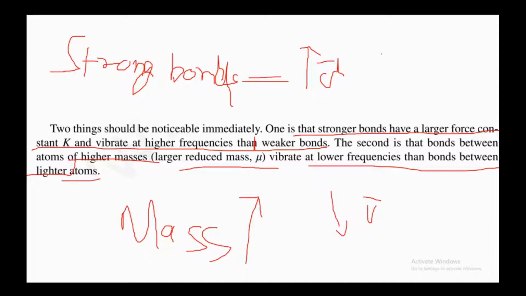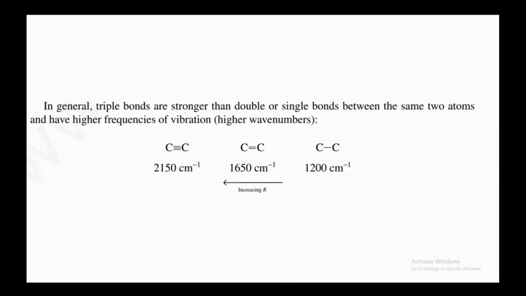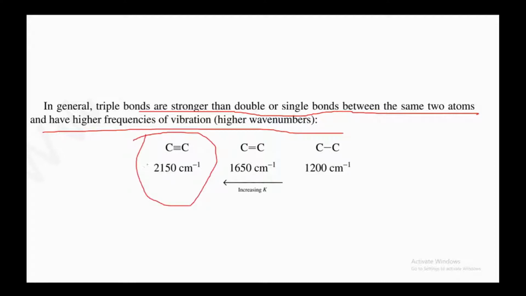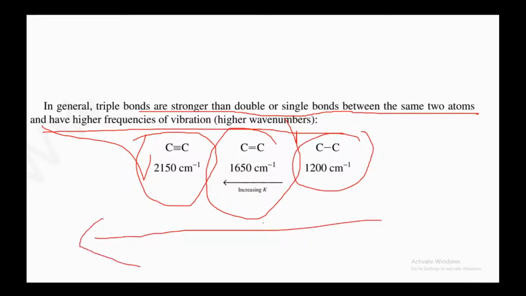Again, I'm repeating, strong bonds will vibrate at higher frequencies, weaker bonds will vibrate at lower frequencies. Bonds that have higher masses will vibrate at lower frequencies, lighter ones at higher. For example, in general, triple bonds are stronger than double or single bonds between the same two atoms and have higher frequency vibration. So a triple bond gives a peak at 2150 per centimeter, a double bond gives a peak at 1650, and a single bond gives a peak at 1200. And in this direction, the force constant K is increasing.